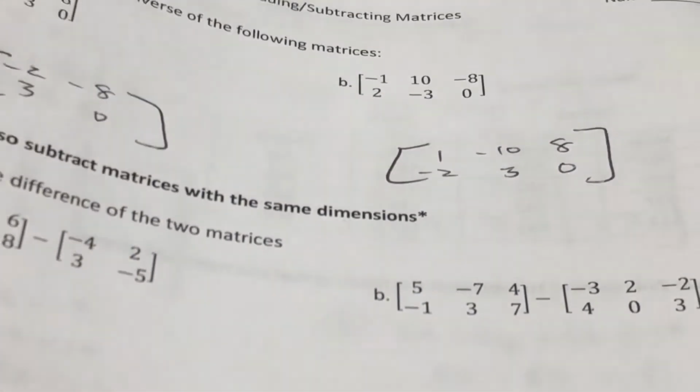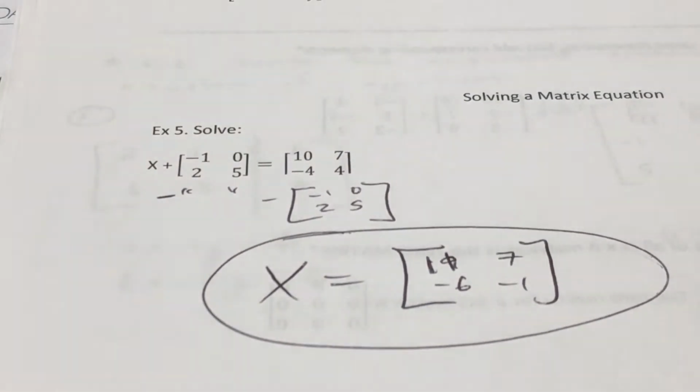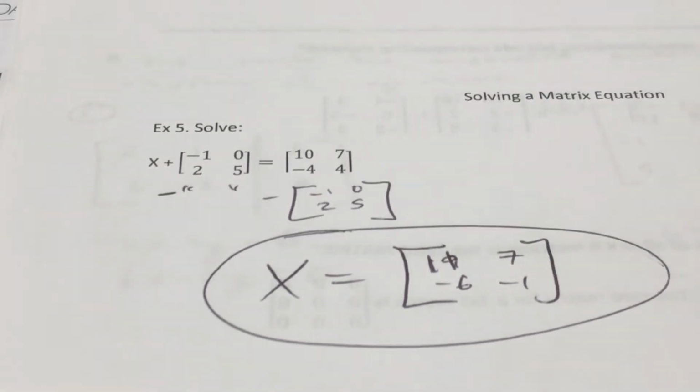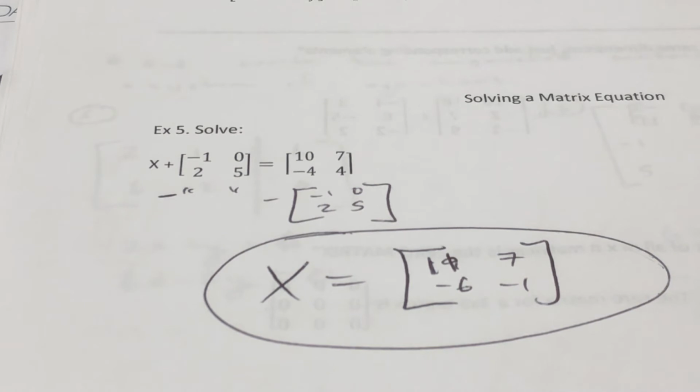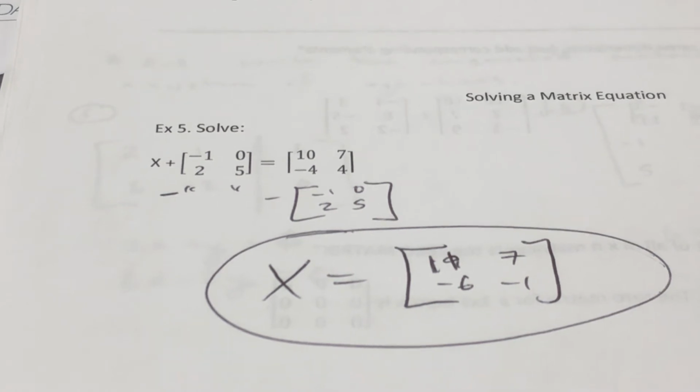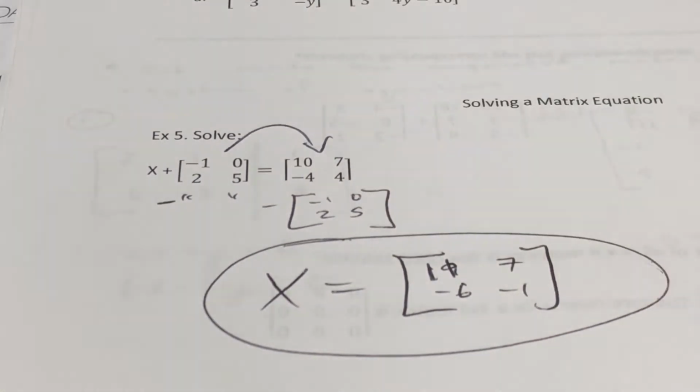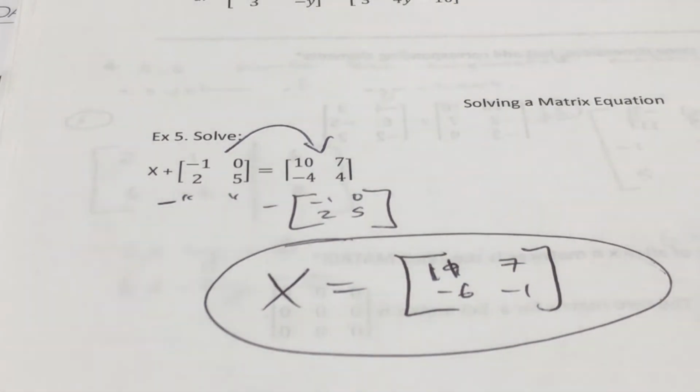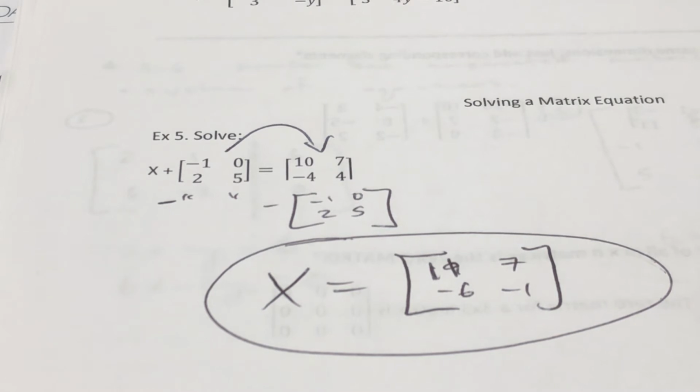All right, here at the bottom of the page, example 5, I have matrix X plus another matrix equals another 2 by 2. So if I want matrix X all by itself, I need to subtract this matrix away from that one. Okay, so 10 minus negative 1, 7 minus 0, negative 4 minus 2, and 4 minus 5. That's how I get those numbers.